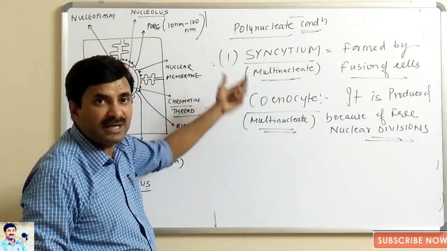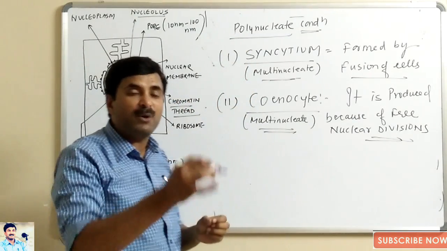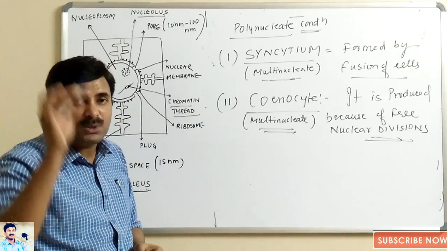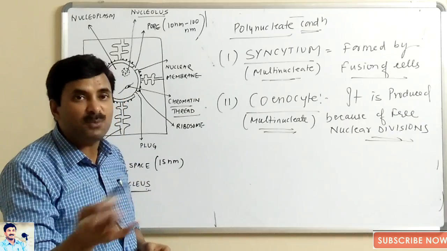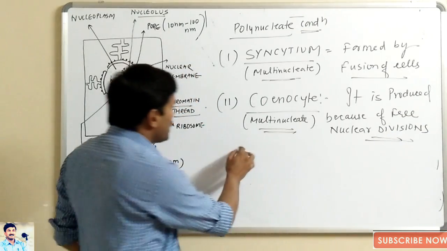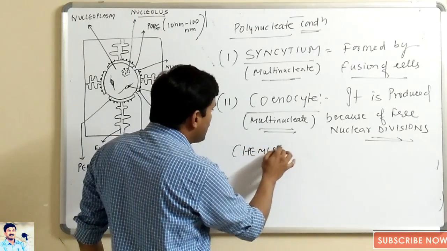So both syncytium and the cenocyte produce what? The polynucleate condition. So students, this was all about the number of the nuclei, that it may be 1 mononucleate, 2 binucleate, many means what? Polynucleate. So this was about the size, shape, number. Now have a look at chemical composition.